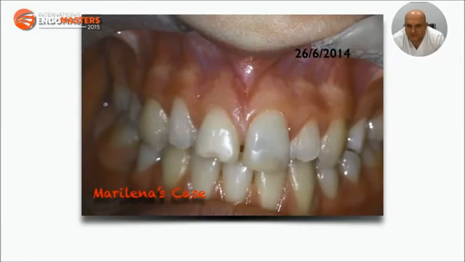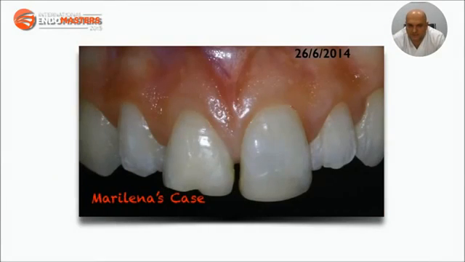4.5 years later, this is the clinical image. Little Marlena grew up to become a fine young lady, and this is a closer look at her white and pink aesthetics. Actually, there is a slight discoloration spot resulting from MTA that is barely detectable.